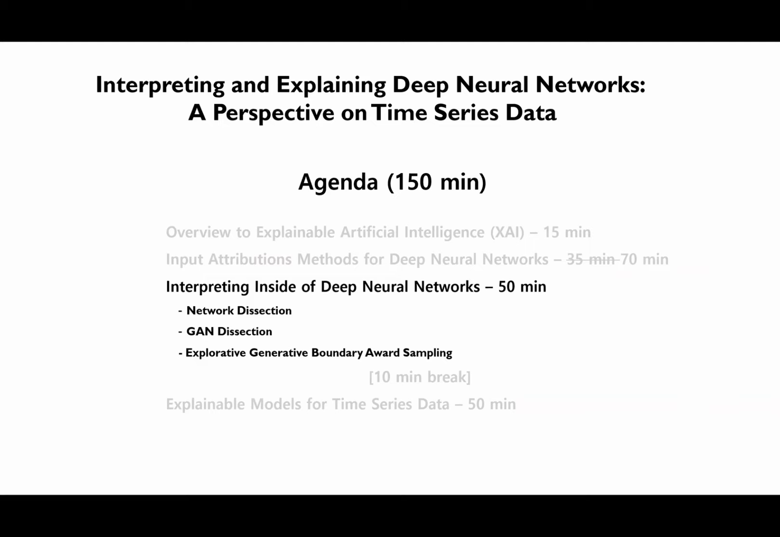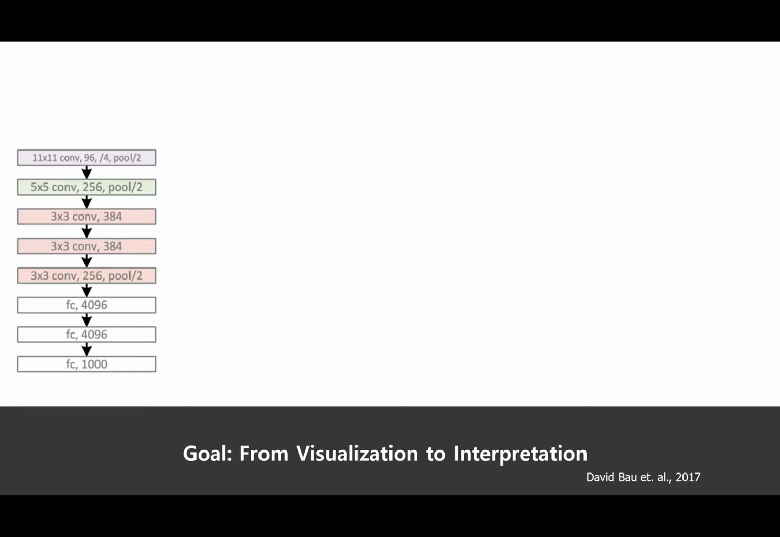So in here, I will introduce some recent advances in interpreting the inside of the neural network, which are network dissection and GAN dissection, and also the Lagrangian multiplier, a convex optimization method, and an example-based sampling method. So let's try to see the visualization for interpretation.